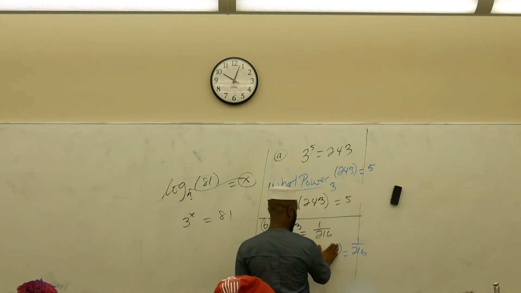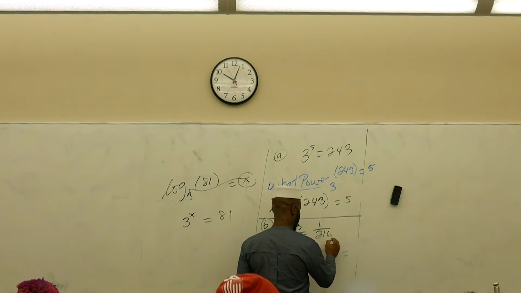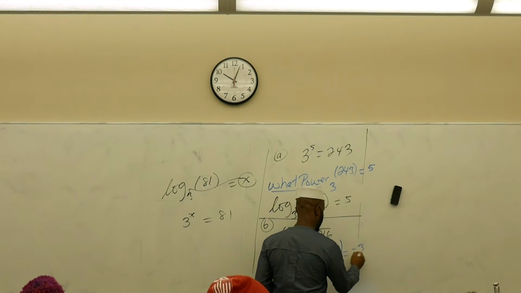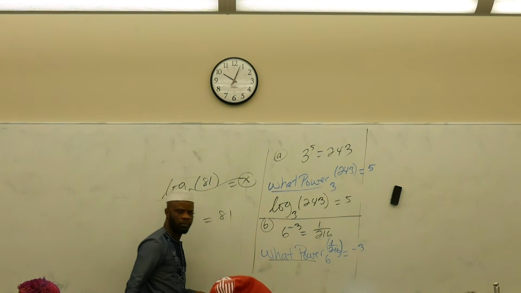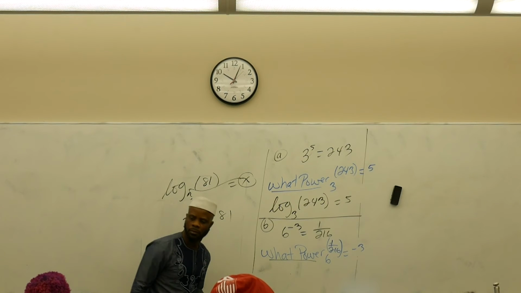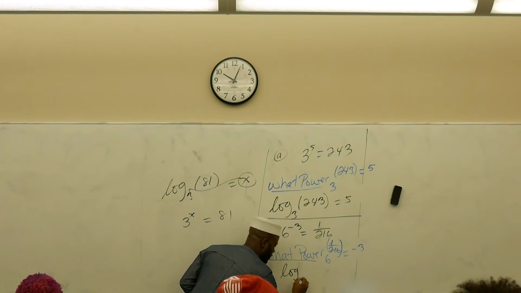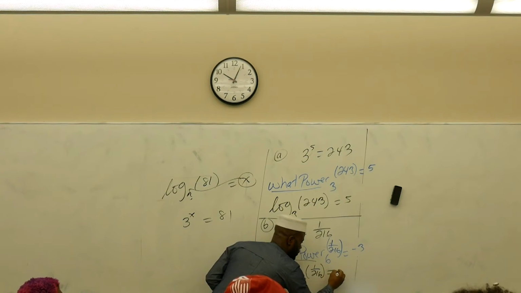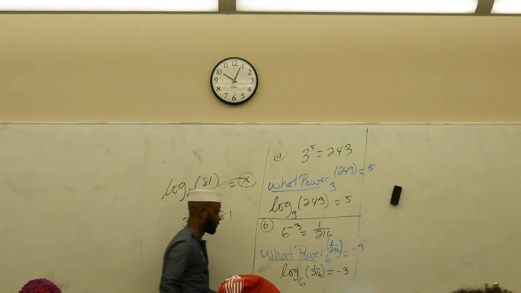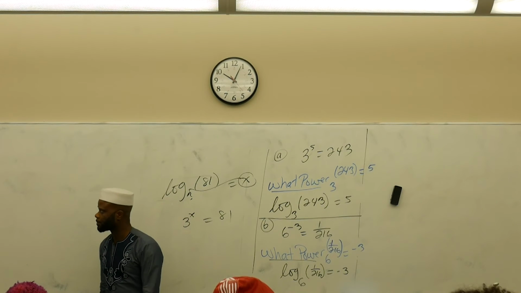Oh, never mind. What power? Sorry, the other way around. What power of 6 gives 1 over 216? The answer is negative 3. So the log base 6 of 1 over 216 is equal to negative 3. Drop the mic. It's problem B.